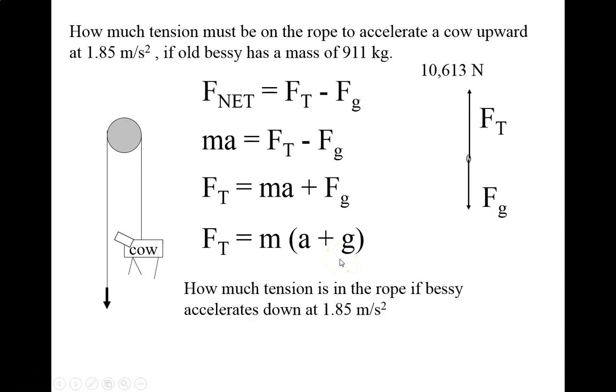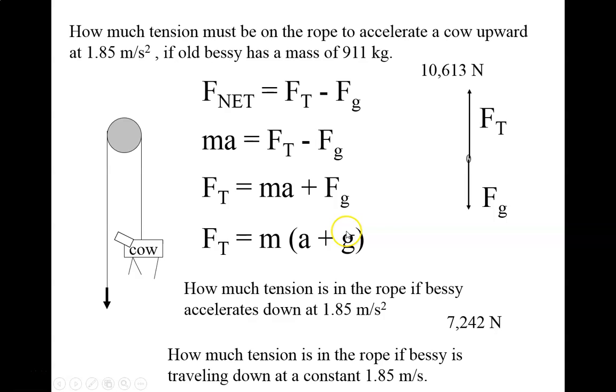Okay. Now, how much tension in the rope is going to be if Bessie is accelerating downward at 1.85 meters per second squared? Well, basically I would know that this one would be shorter now. Okay, how is that going to affect this? Fnet is still going to equal Ft minus Fg. So when I go to plug in my numbers, the key thing here is when I plug in this 1.85, what's critical? How am I going to say that it's pointed downward as opposed to upward? I'm going to make it negative. So minus 1.85 plus 9.8.